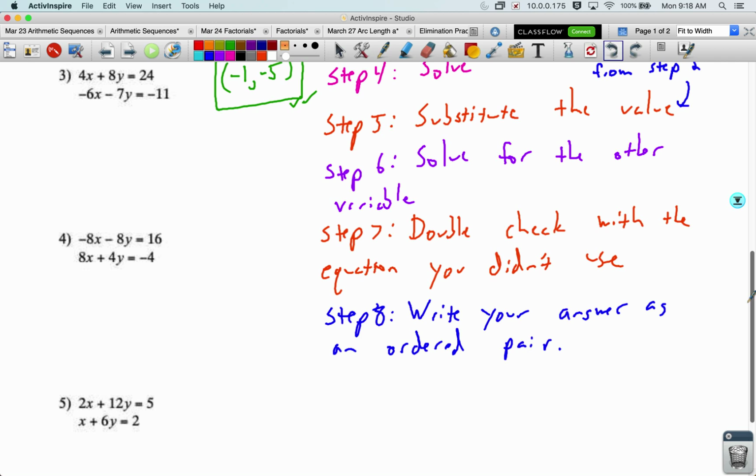All right, let's try number 3 here. I have to be really efficient with my space. All right, there's your system. I look, are any of my variables already isolated? No. Do any have a coefficient of 1? No.